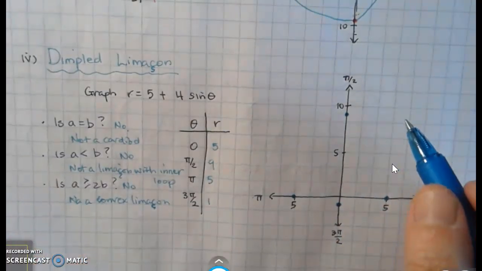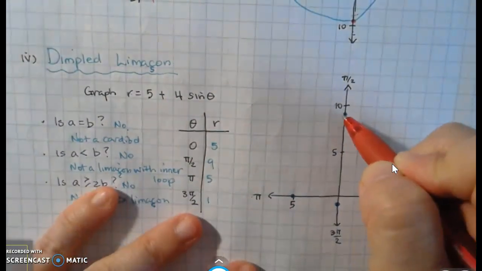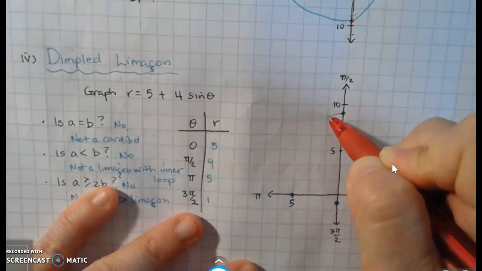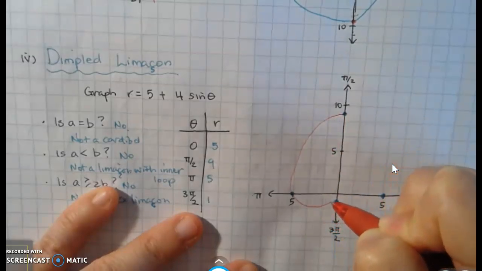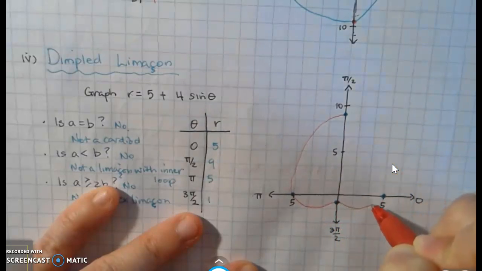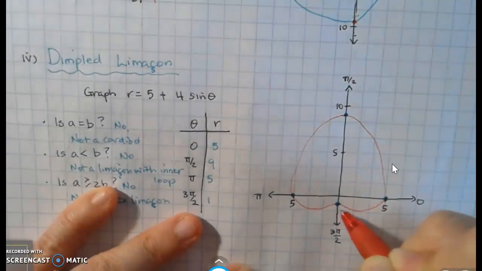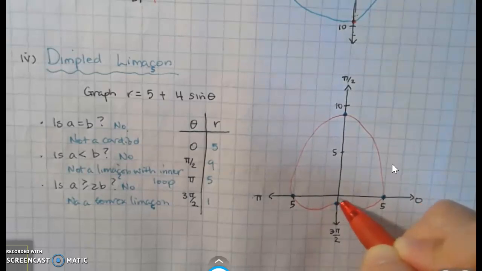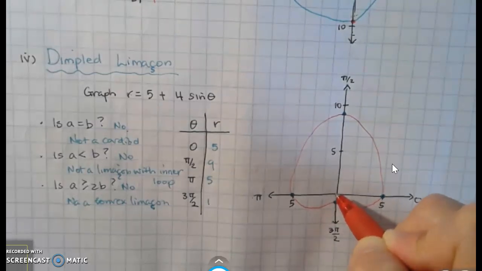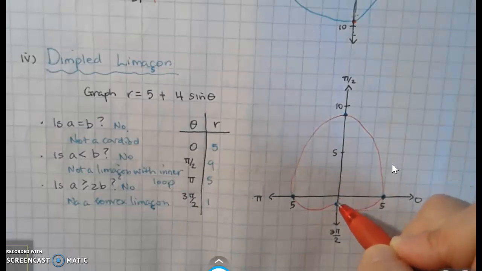Okay. So what this looks like is what we call a dimpled limaçon. It's going to look like this. There's just a slight indent right there. And that dimple is not at the origin. Remember the cardioid? The dimple was at the origin. But this is not at the origin.